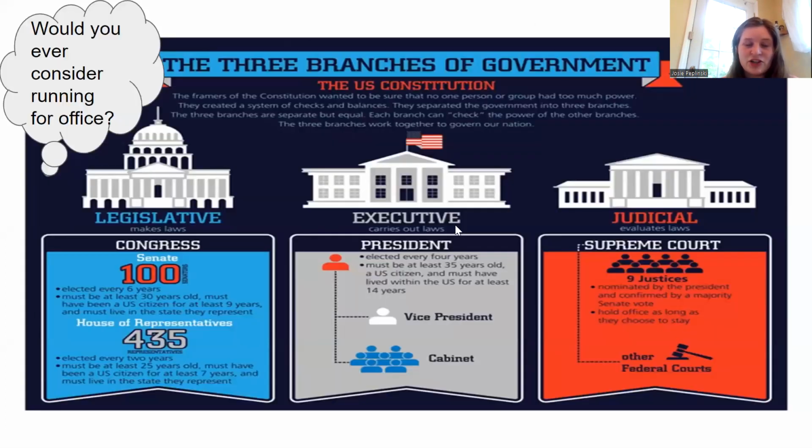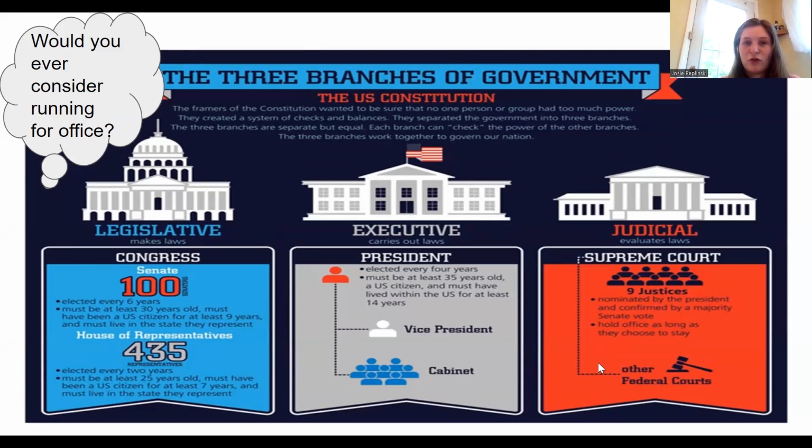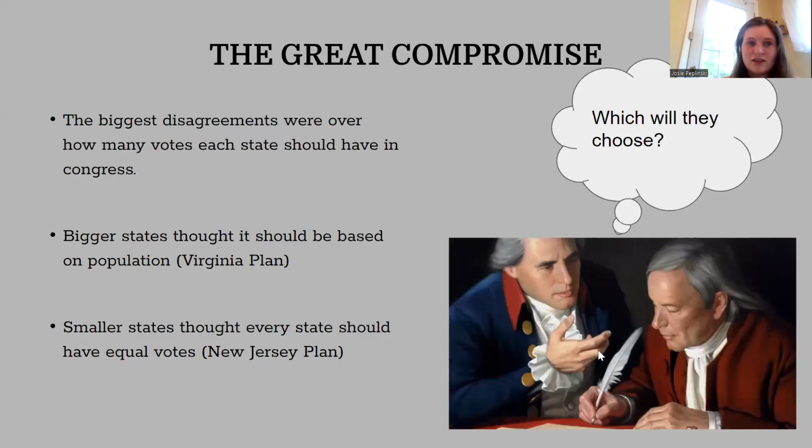So these 3 branches of the U.S. Constitution make up the majority of the federal government, or everyone who's part of the federal government can fit into one of these 3 categories. Whether it's supporting the 100 senators or the 435 representatives, the president, vice president, or their cabinet, the Supreme Court, and other federal courts are part of the U.S. Constitution.